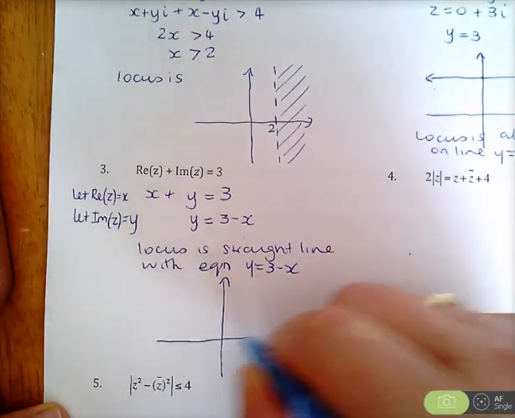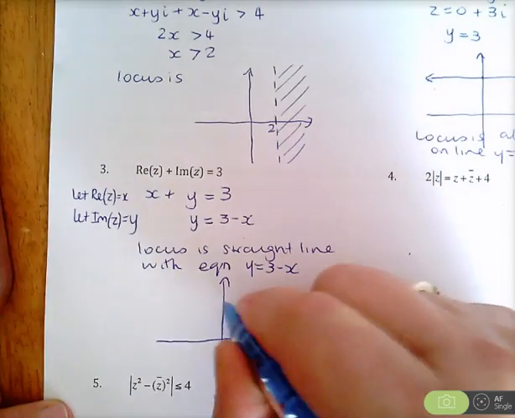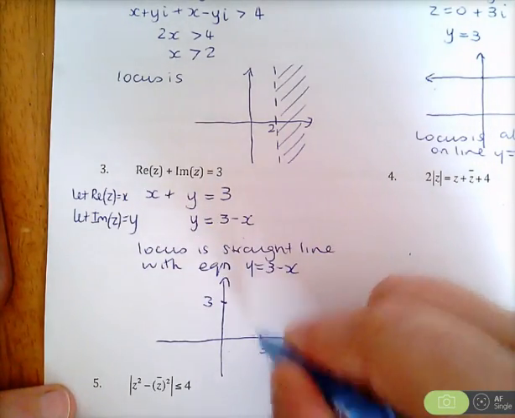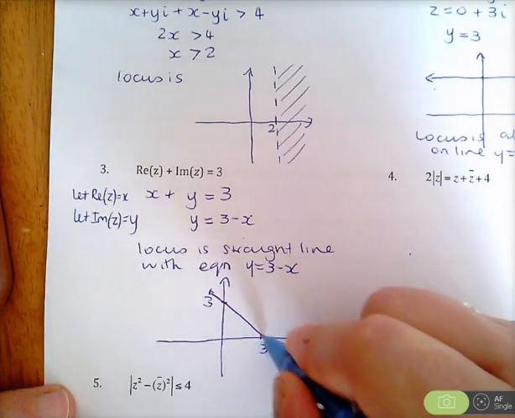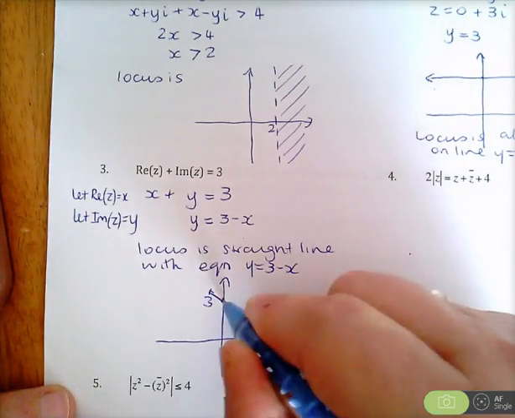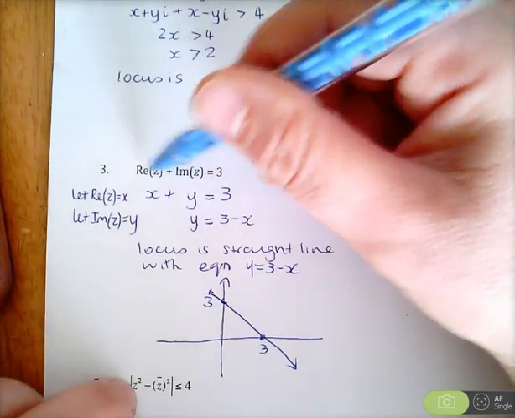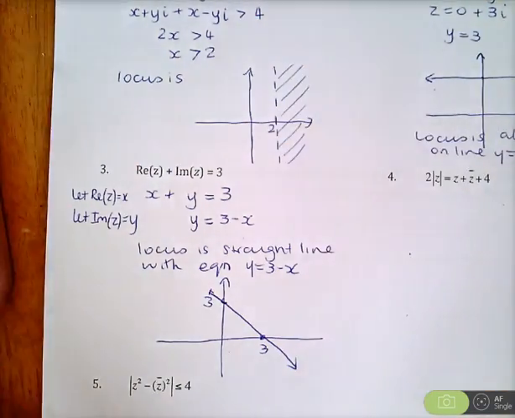Now you can either graph this by x-intercept, y-intercept. The y-intercept is 3, and when y is 0, x is 3. It's also the line with a gradient of -1 with a y-intercept of 3. So therefore that's the locus of that line. So that's the locus of this, Re(z) plus Im(z) equals 3.